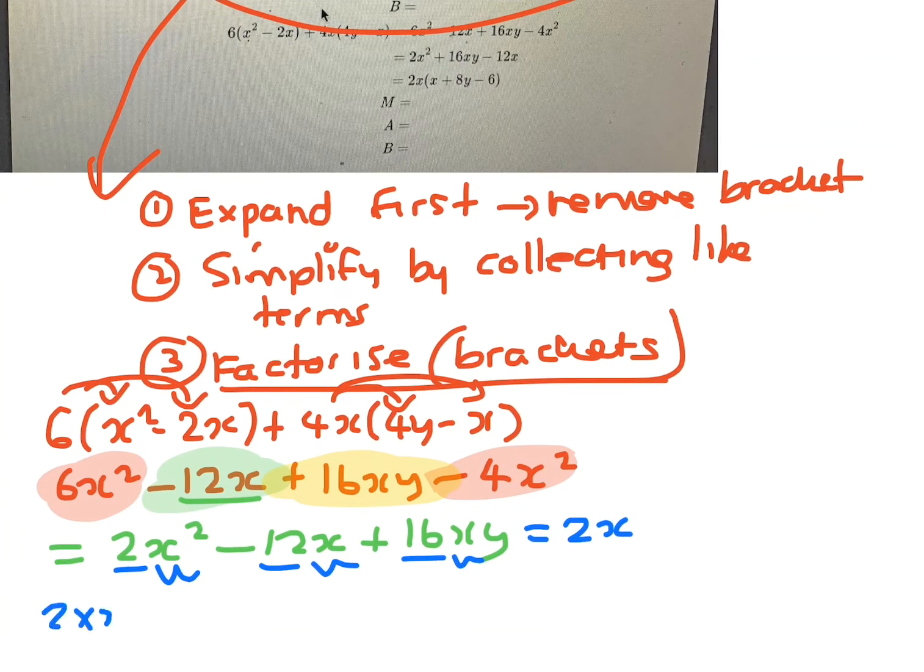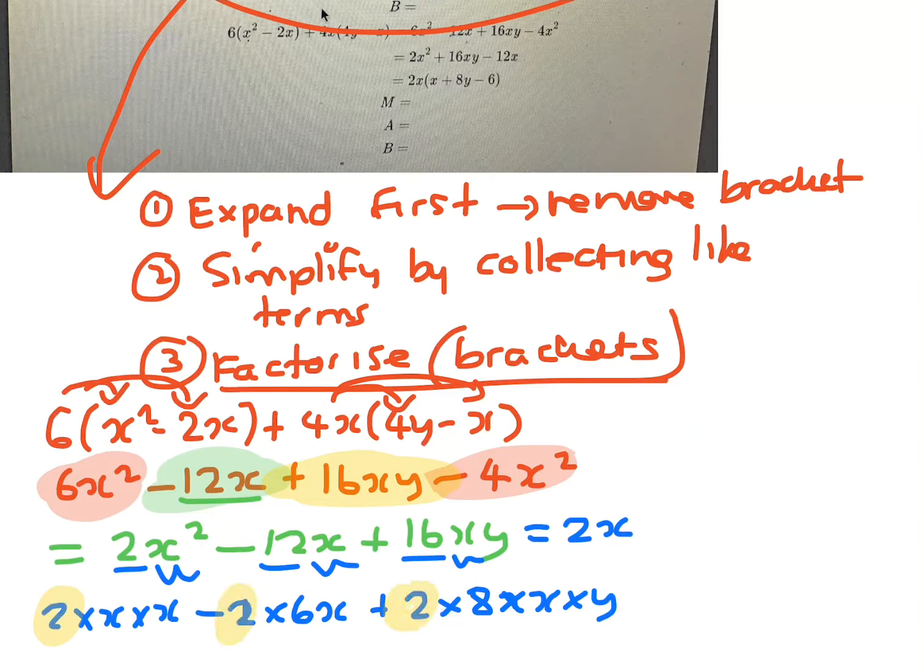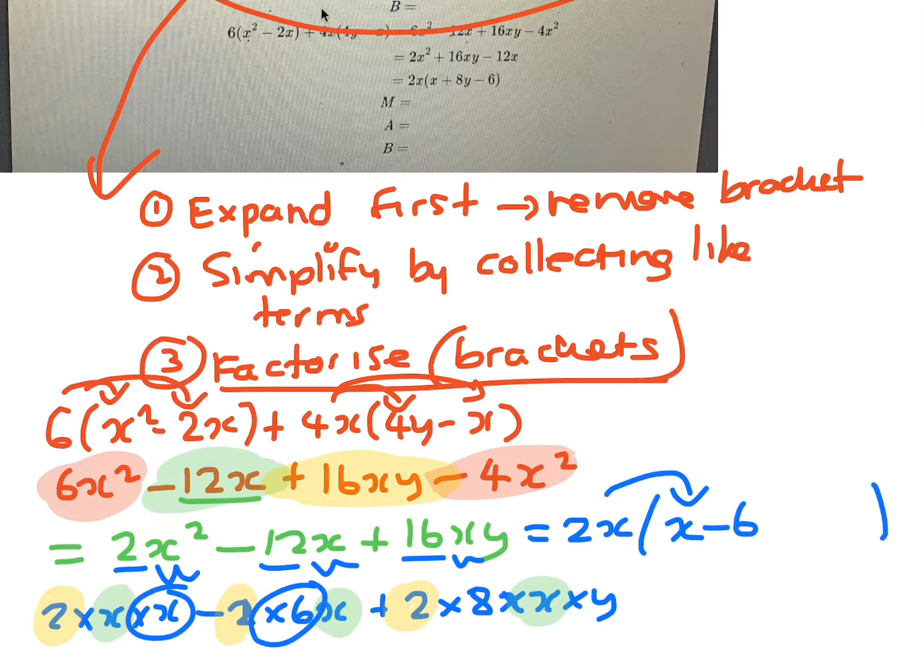Because if you look, this is 2 times x minus 2 times 6x plus 2 times 8 times x times y. So if you went through and found the common factor, there would be the 2 and there would be one of the x's. Okay, so when you take that out the front, you end up with 2x, and then what would be left? 2x times, now there is an x left there, you can see that, a 6, so minus 6, and in this one there is 8y, so it's plus 8y.